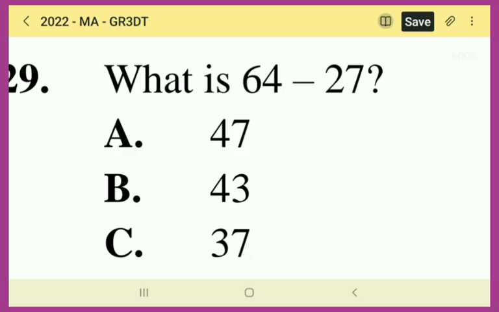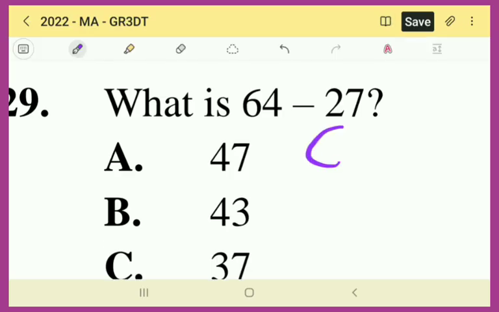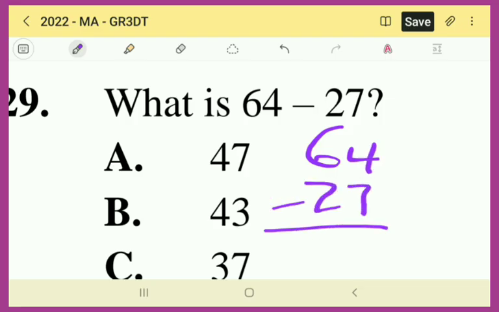What is 64 minus 27? So again, you have your 64 and you're taking out 27. Can you get 7 from 4? No, you can't. So you're renaming a group of 10s. You're going to take and leave 5. Bring it over here. You're now having 14. 7 from 14 is 7. 2 7s are 14 again.